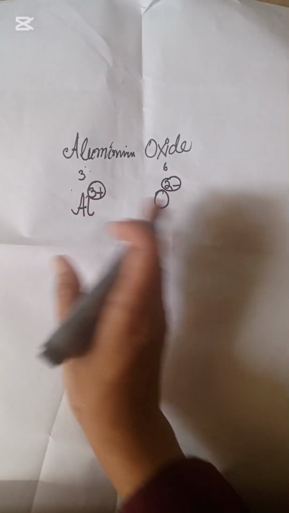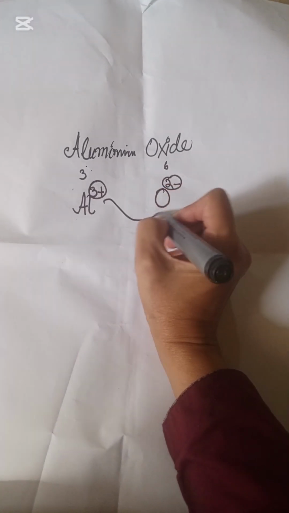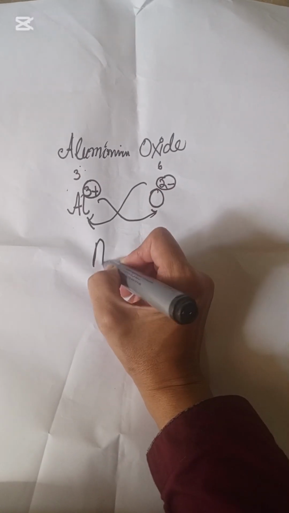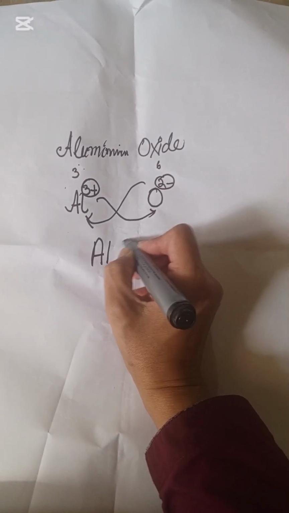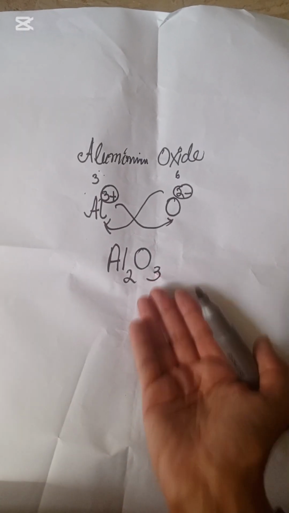Now we make their ions and we just cross multiply them. Now we get the formula, that is Al2O3. Now why is there a need of formula making? Why are we doing this?